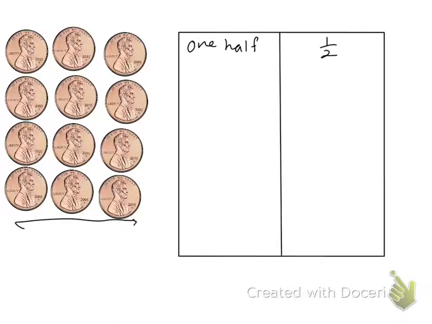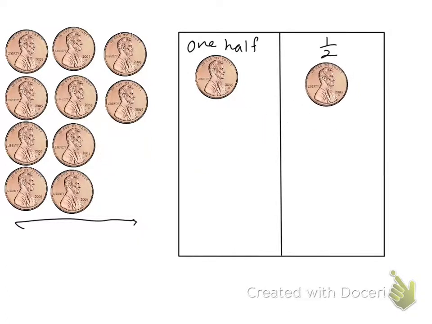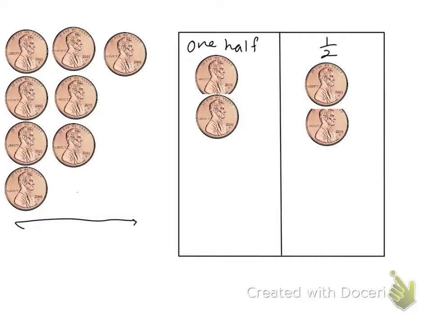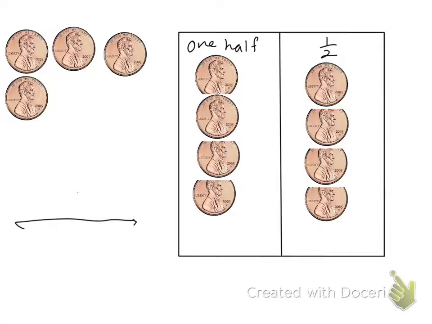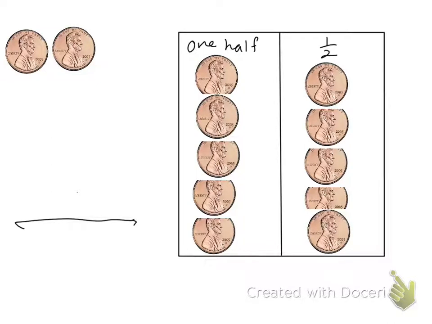So here I have 12 pennies, and I want to share these pennies with my brother, so we each have half of the pennies. To do that, I'm going to move the pennies into each side, one at a time. So there'd be one for me and one for my brother. One for me, one for my brother, one for me, one for my brother, and so on until they are all shared.